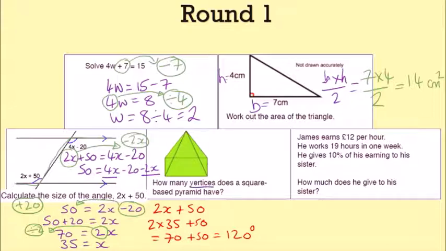Vertices literally just means corners. How many corners does a square-based pyramid have? And that just becomes a counting exercise. So 1, 2, 3, 4, 5. 5 corners, 5 vertices. Right, let's move on to question number 5 now. If James earns £12 per hour and he works for 19 hours in 1 week, that means in 1 week he would have earned £228.